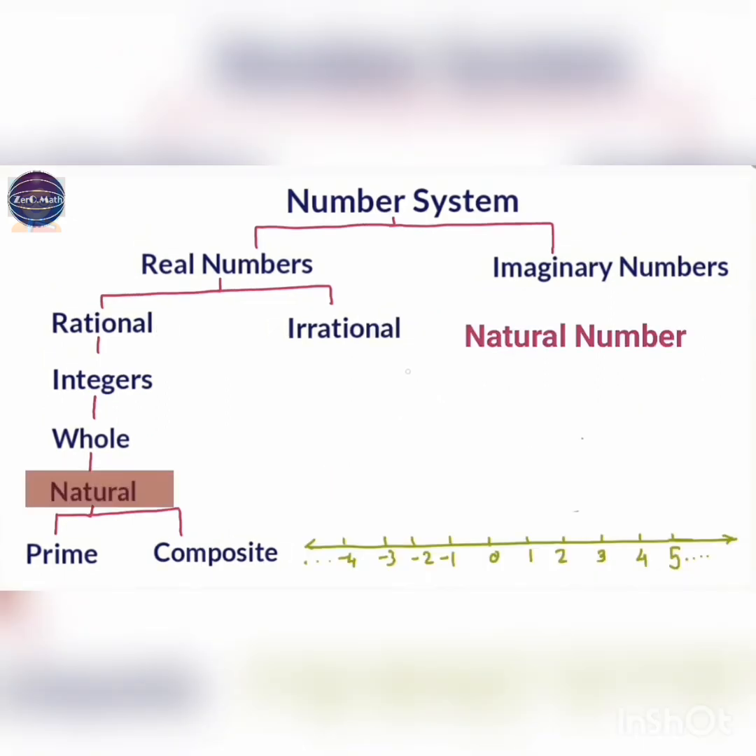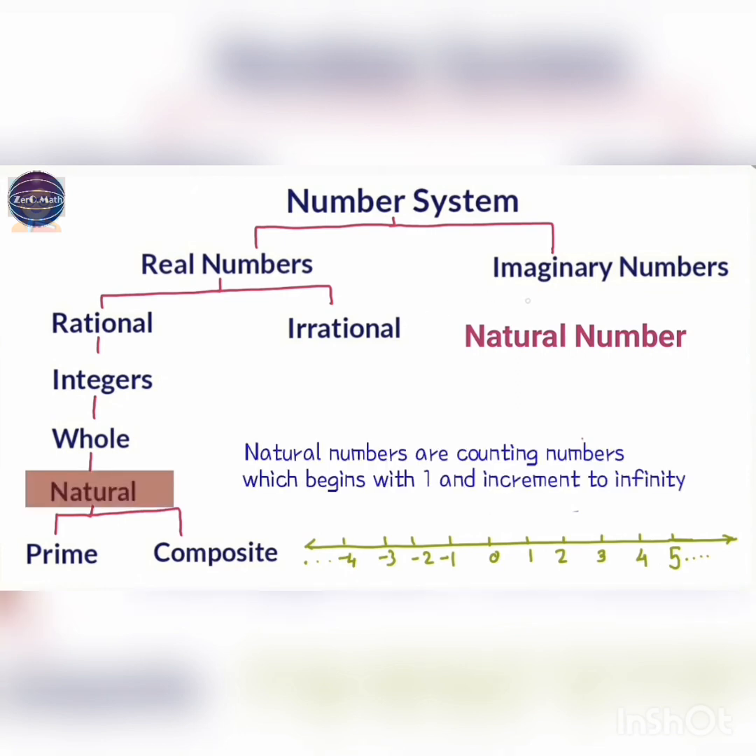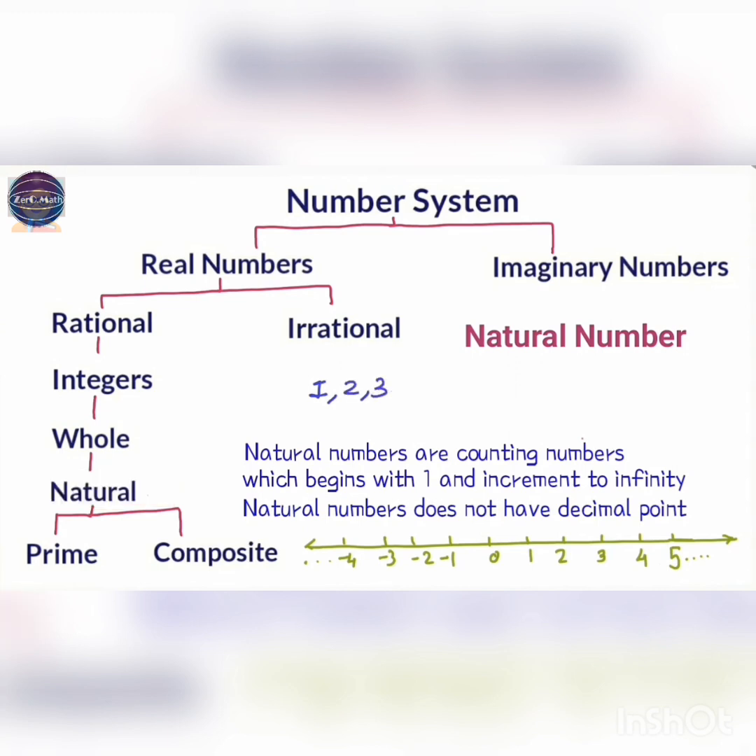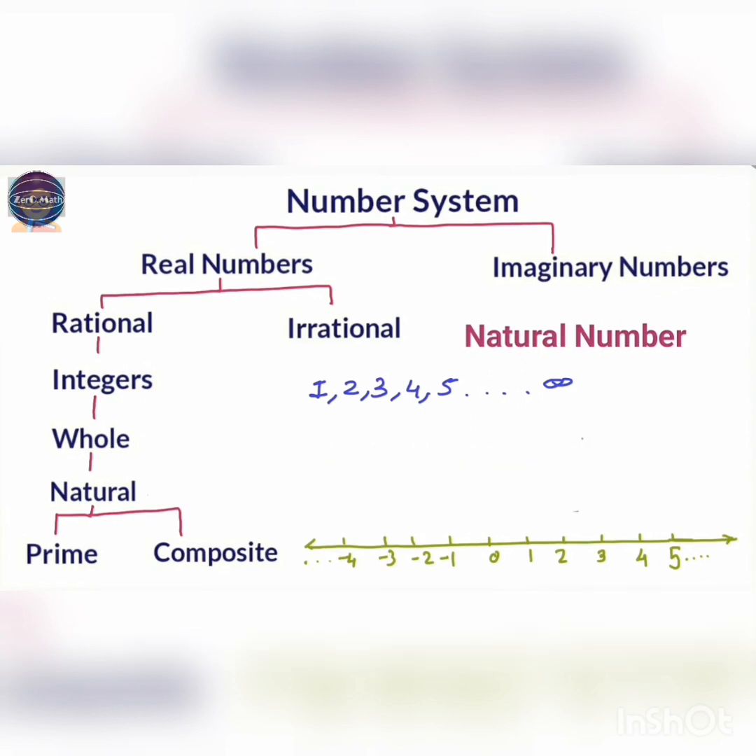Let's begin with the natural numbers. So natural numbers are the counting numbers which begin with 1 and increment to infinity, like 1, 2, 3, 4, 5 and so on till infinity. All are the natural numbers, and natural numbers do not have a decimal point.